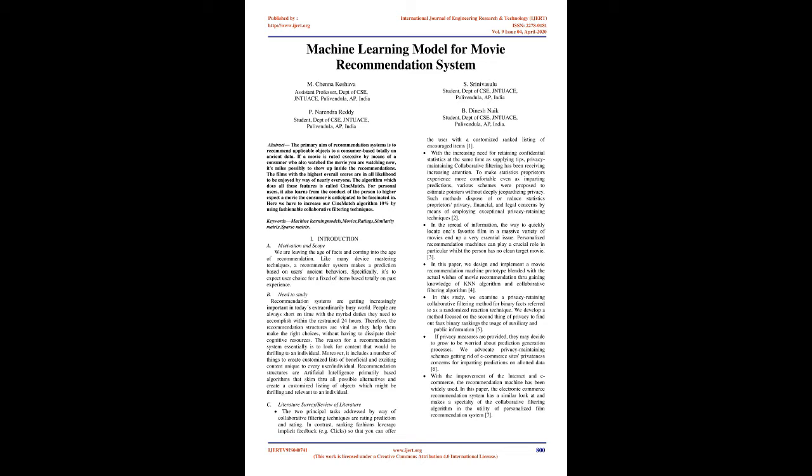If a movie is rated excessive by means of a consumer who also watched the movie you are watching now, it's miles possibly to show up inside the recommendations. The films with the highest overall scores are in all likelihood to be enjoyed by way of nearly everyone. The algorithm which does all these features is called CineMatch.